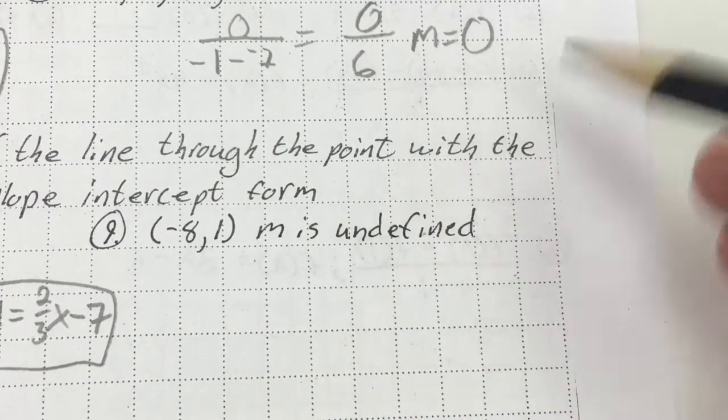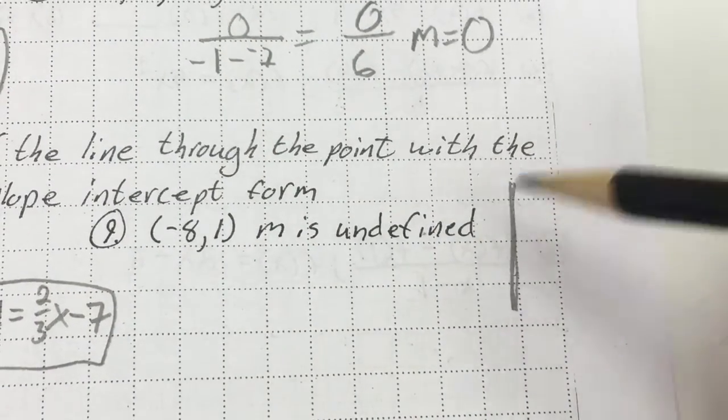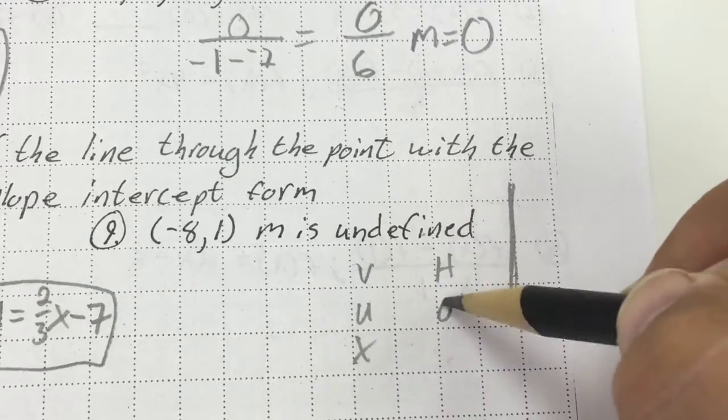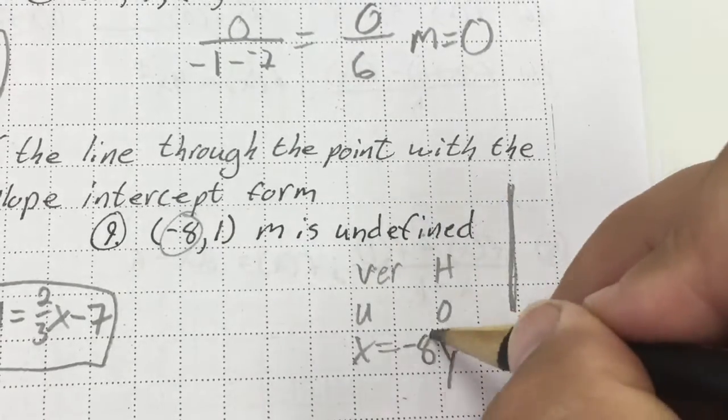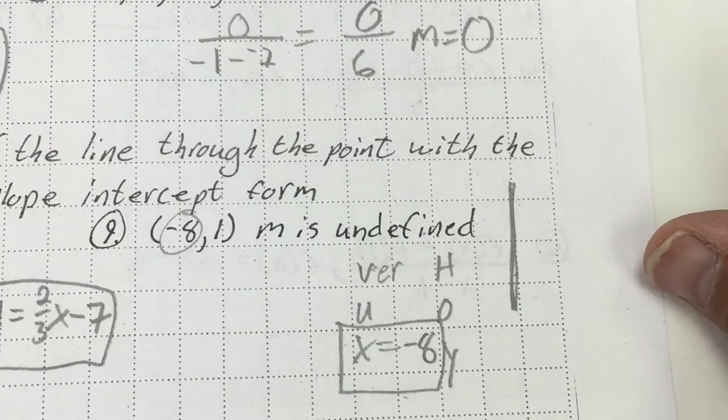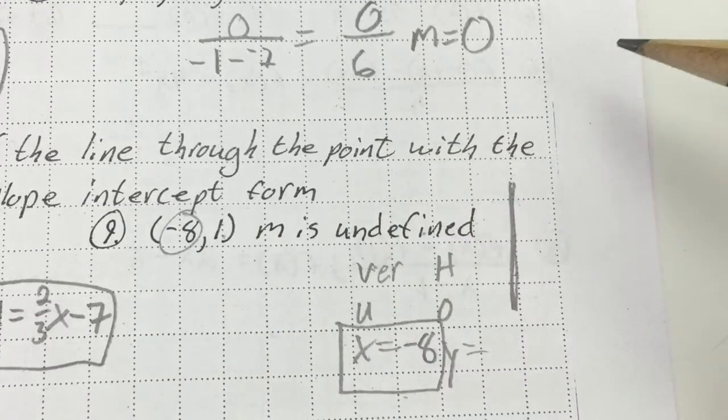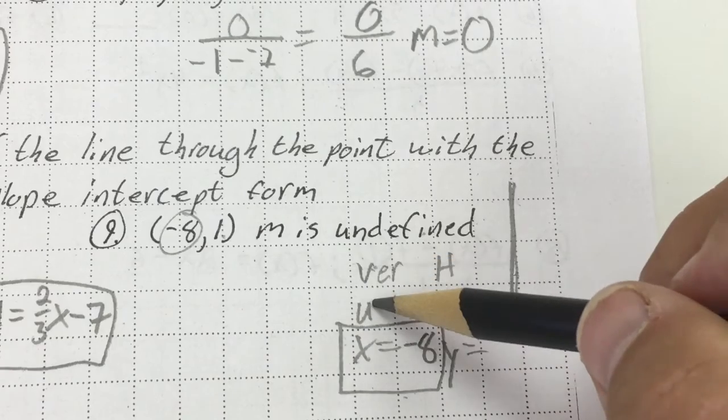Slope is undefined. That's going to be a vertical line. Vertical line, I'm going to use the vertical rule. If it's a vertical line, it's going to be x equals, and what's the x value here? Negative 8. So my equation is x equals negative 8. For a horizontal line, it would be y equals the y value. But this time the slope is undefined, vertical lines are undefined, and it's x equals.